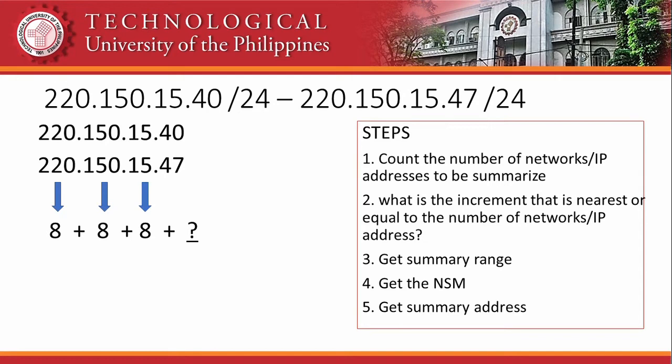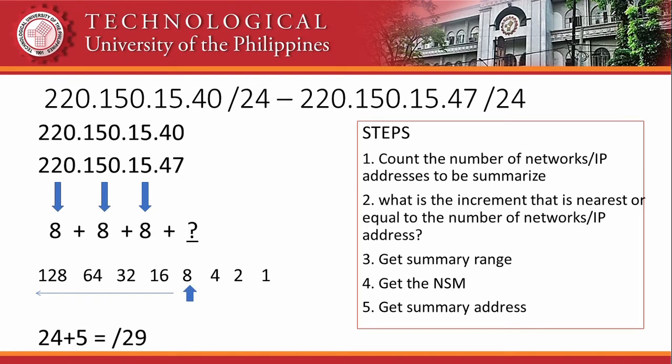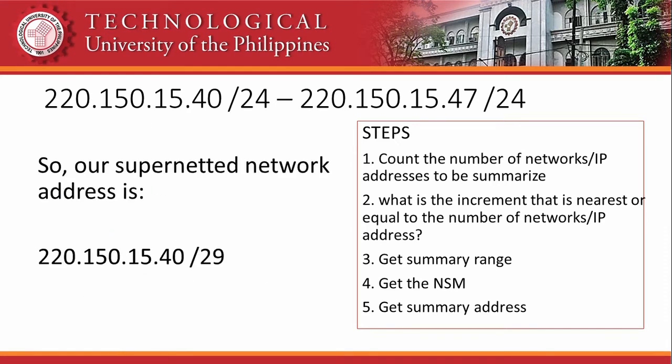This time, tignan mo yung step 2 mo. If saang bit nag-increment, count all the remaining bits onto the left. Tapos, yung total bits na yon, i-add mo sa mga 8 na nakuha mo sa mga octet na may pareho na value. So, 8 plus 8 plus 8 plus 5 is equals to /29. So, our new subnet mask is /29.